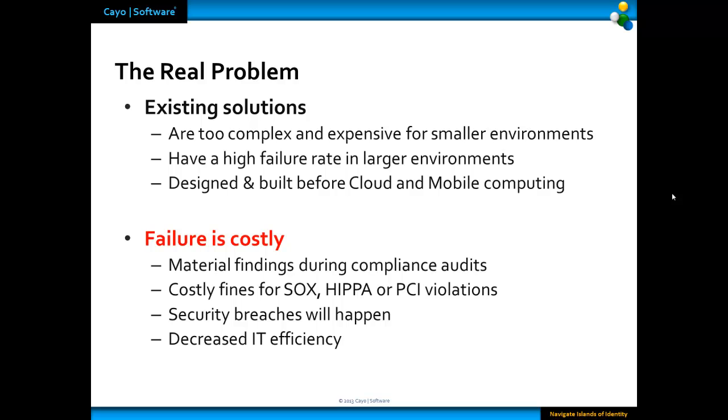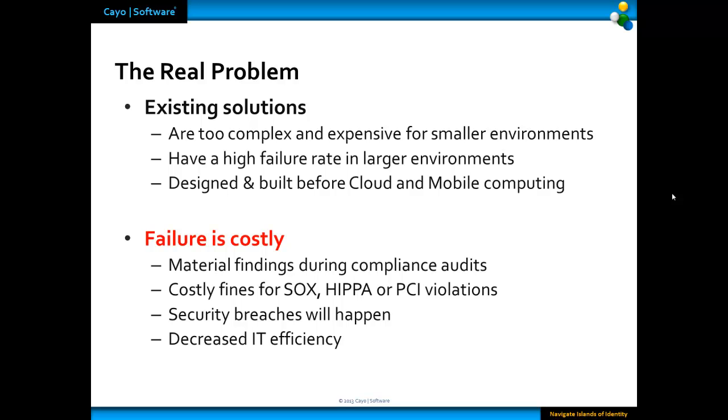Unfortunately, existing solutions are part of the problem. The solutions offered by the industry are typically way too complex for smaller organizations. They actually have a high failure rate in larger organizations, primarily due to the complexity, and they're designed and built before cloud and mobile was really a strong concept in the industry.